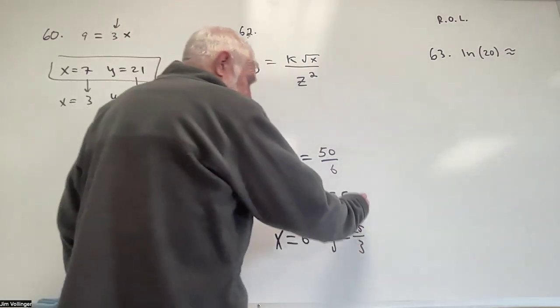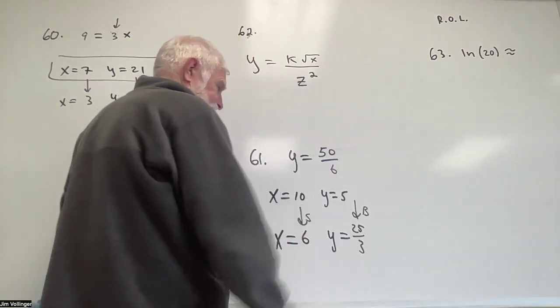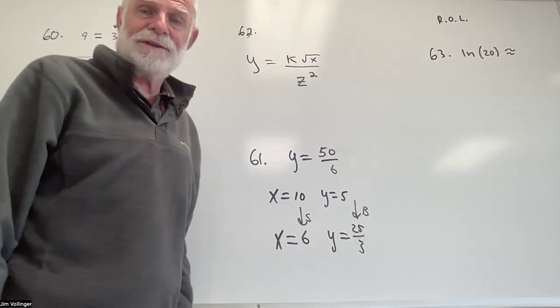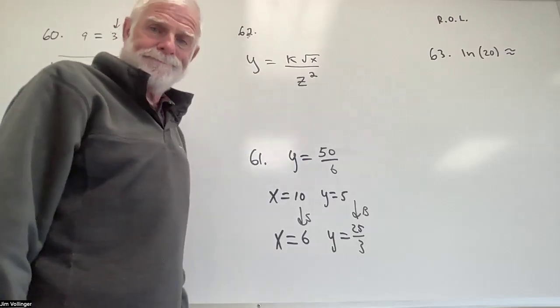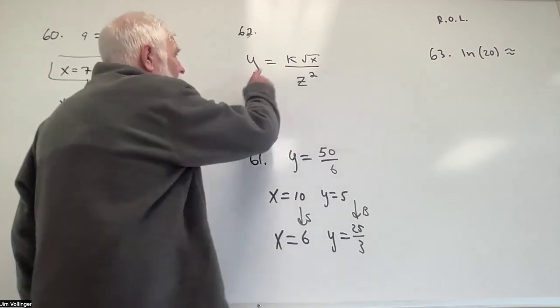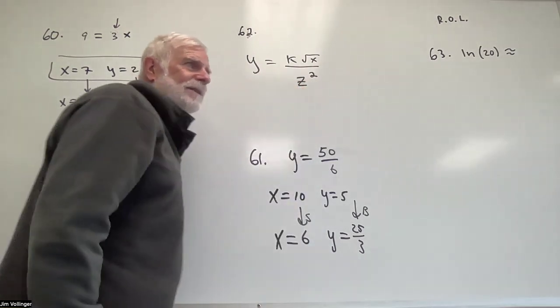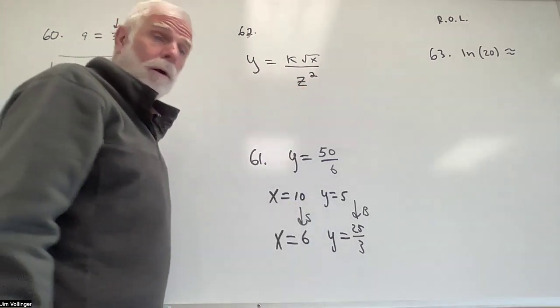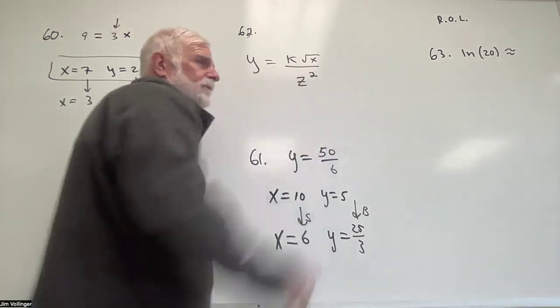This number just got bigger. Bigger. This number got smaller. That's an inverse relationship. And I wonder if you can read this. Y varies directly as the square root of x and inversely as z squared. Or y varies jointly as the square root of x and inversely as z squared.